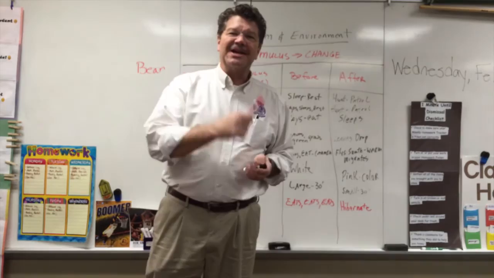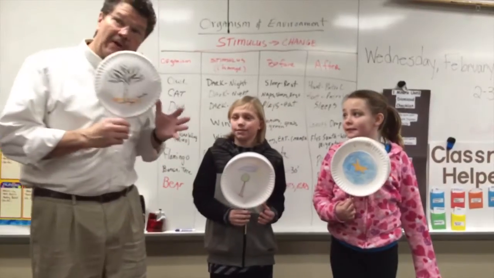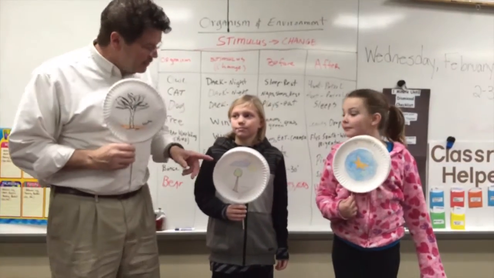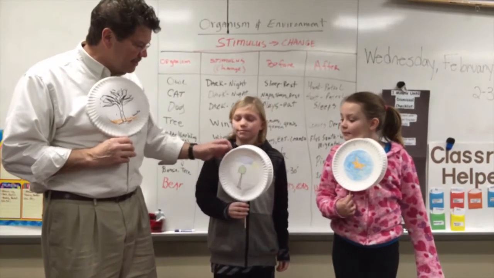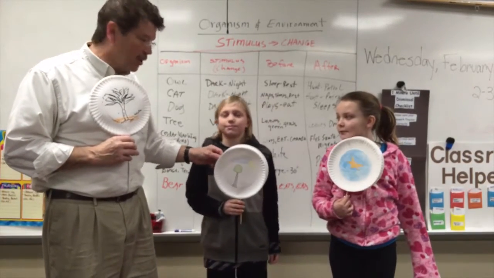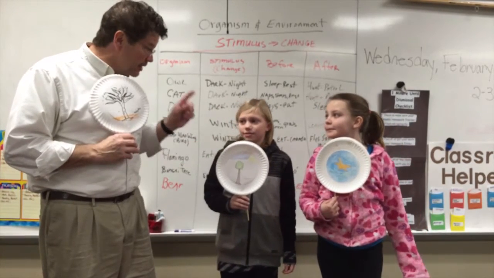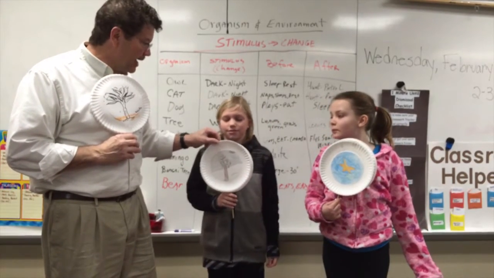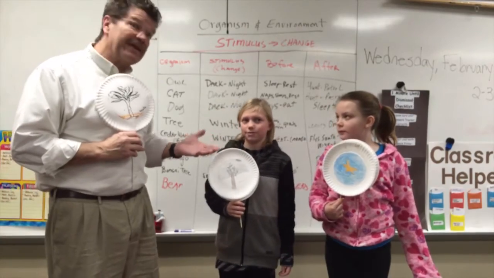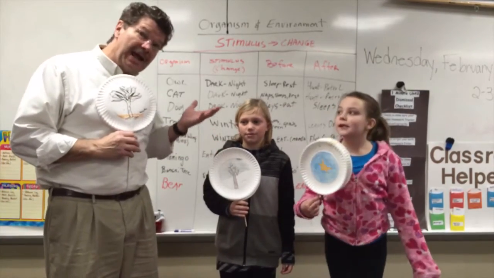All right, let's look at our next activity. Okay, here's two students that have already finished this project. So you have a tree, and what is this showing? What time of year is that? The summer. And what's the stimulus? What happens to the tree? It grows leaves. And then winter comes, and what happens? The leaves fall off. So you have a stimulus, and it changes.